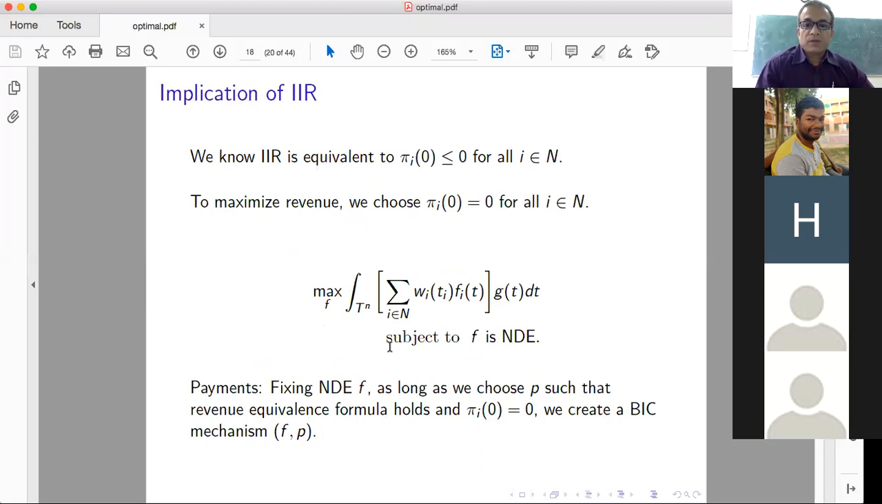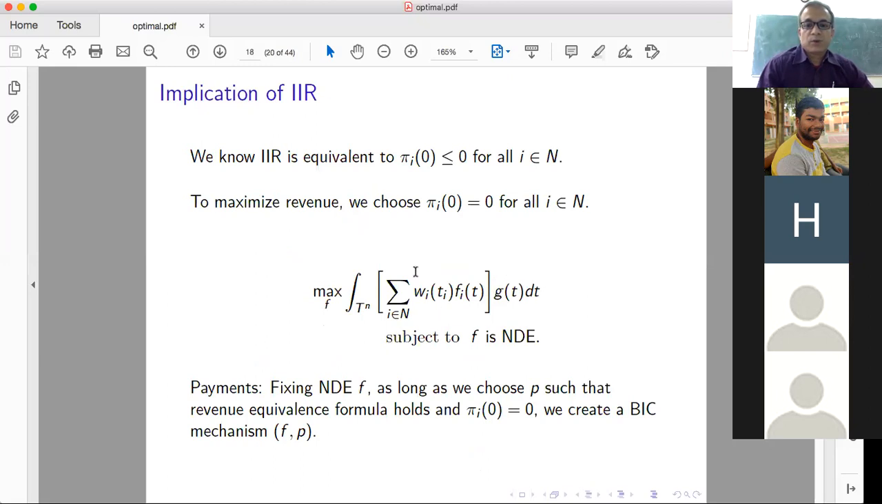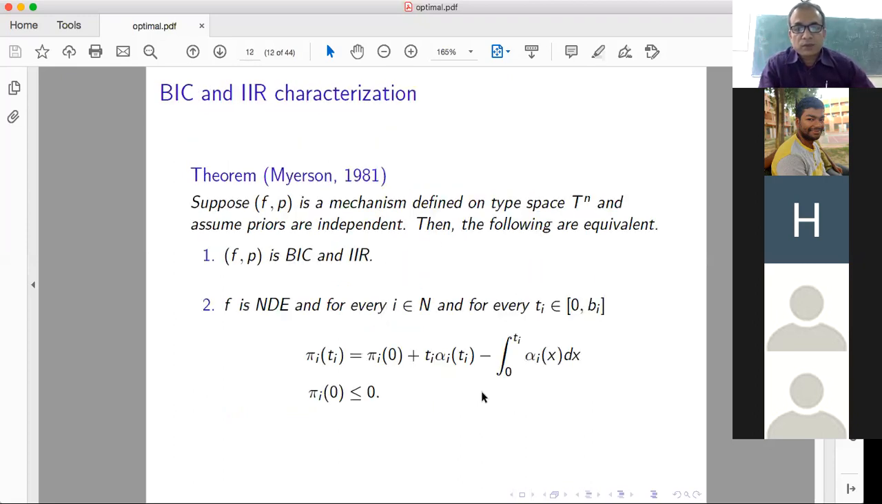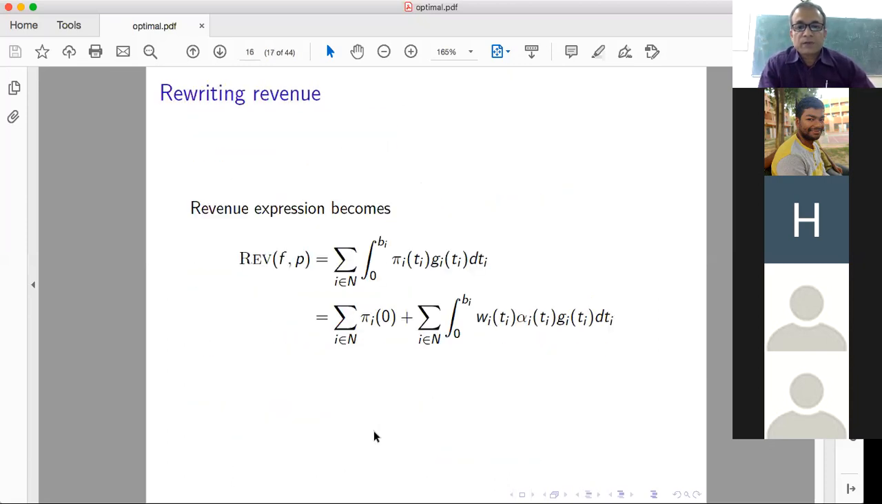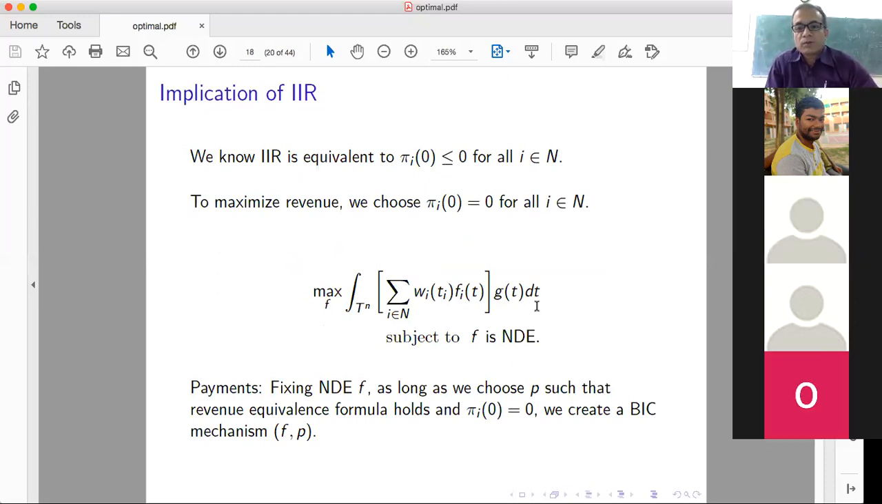It's simple because we have got rid of all the P terms from the objective function. So it's a problem in F, and hence we can forget about constraints on P, because remember, the constraint on a set was this is BIC and IIR, and we know that that is equivalent to F being non-decreasing in expectation in this term. But now the objective function only has F. So if you just impose the F constraint, which is non-decreasing in expectation, payments can always be determined automatically.